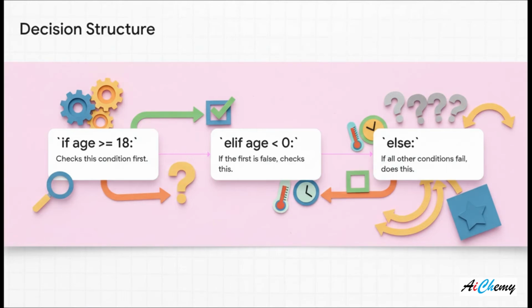And this right here shows you exactly how that decision-making process works. It's a sequence. First, the program checks the if condition. Is the age 18 or over? If it's true, it does that thing. And here's the crucial part. It completely ignores everything else. It's done. But if that first condition is false, only then does it move on to check the elif, which just means else if. And if that's false too, well, then it finally lands on the else block, which is kind of like the safety net that catches everything else.